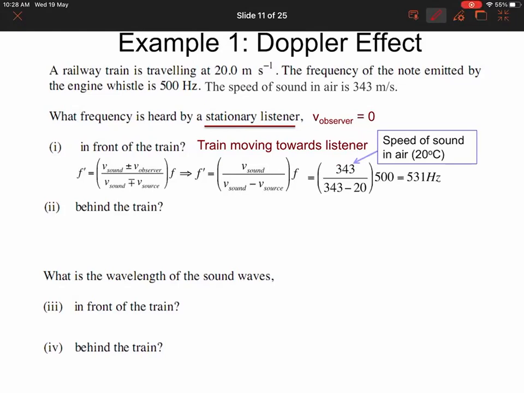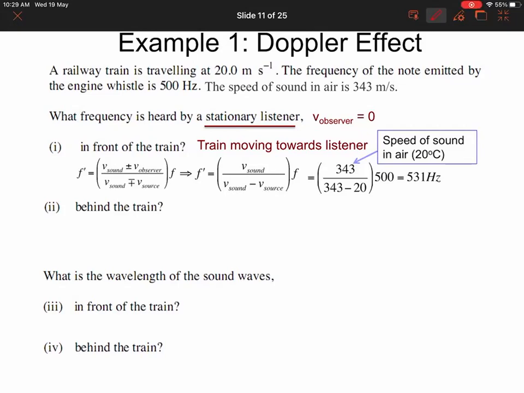So it's probably one of those constants that's worth remembering. Okay, and then the speed of the source, the speed of the train, is given in the question. The speed of the sound is the same, it's the same medium. And the original frequency is 500 hertz.